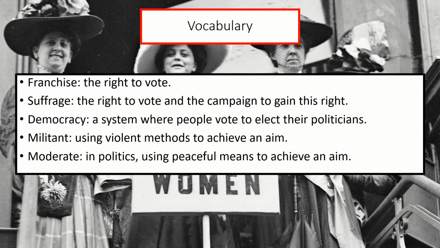And then moderate. Now, moderate is a word that has lots of different meanings, but when we're using it in politics, it means someone that's in the middle, that is not willing to go to the extremes. So a moderate, someone that wouldn't be willing to use violence, would be someone that was only interested in using peaceful means in order to achieve their particular aims. So obviously in this topic, militants tend to refer to the suffragettes because they were willing to use violence, and moderates tend to refer to the suffragists because they were peaceful and did not use violence.